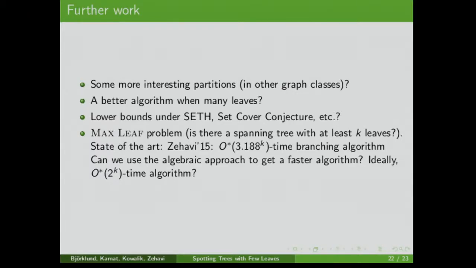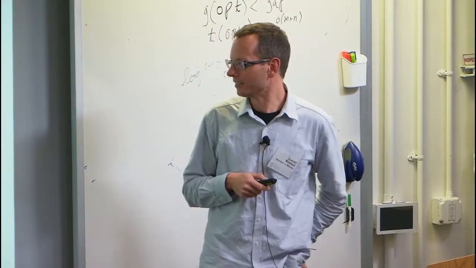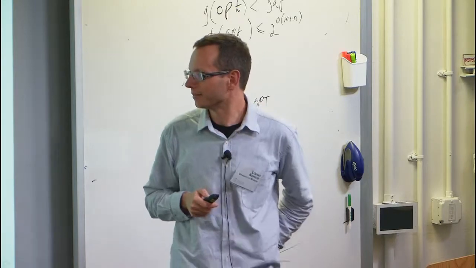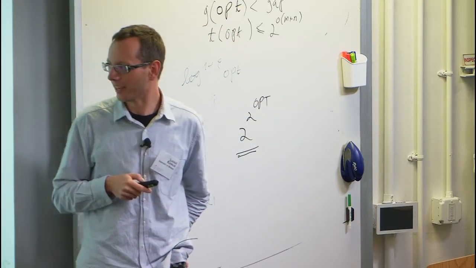possible further work. So regarding the last slide, you can maybe find some more interesting partitions which give some nice algorithms in some other graph classes. It goes quite for free. So you can try it. Another natural problem: give a better algorithm when there are many leaves. When there are few leaves, if you improve over our algorithm, then you maybe improve over kPath. So it's just more challenging, but the dependence on the L can be also nicer. So something when there are many leaves, improve over 2 to the k.